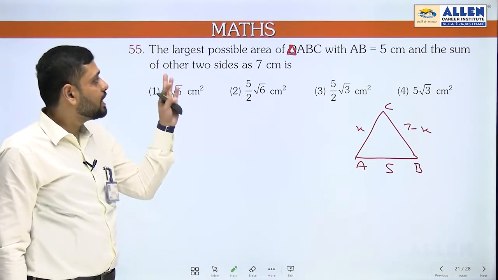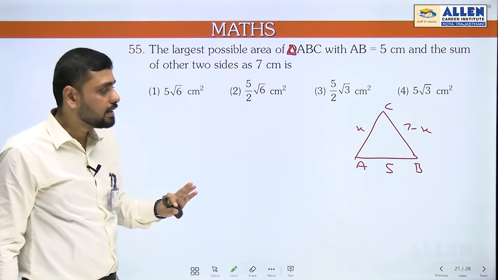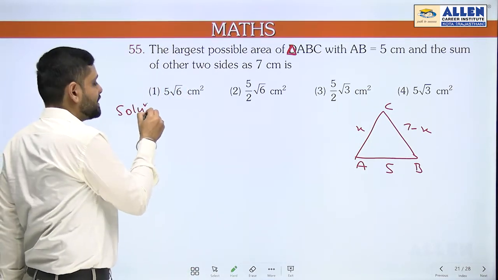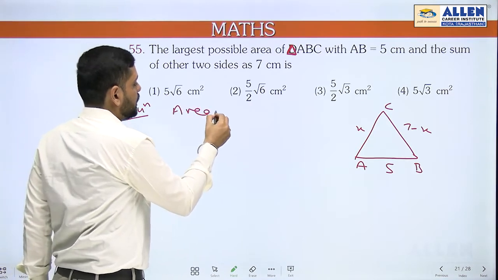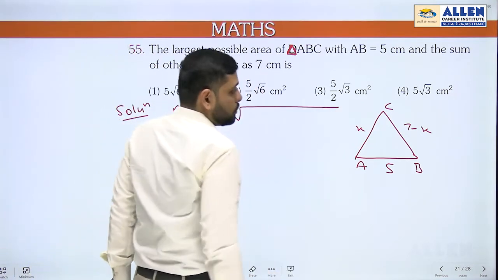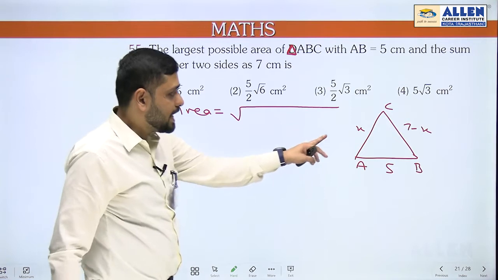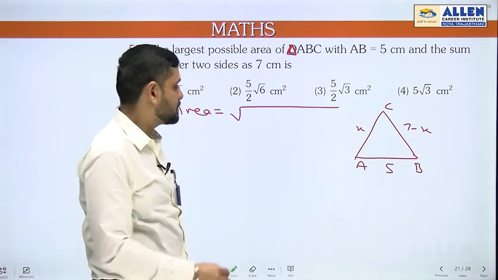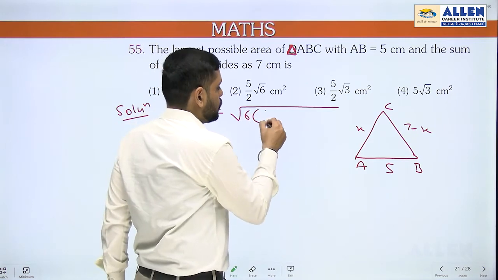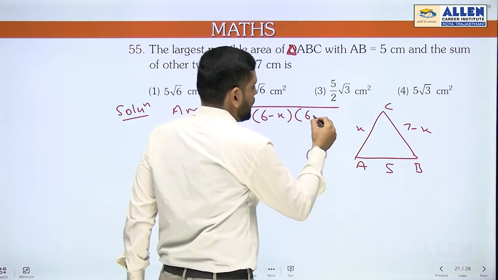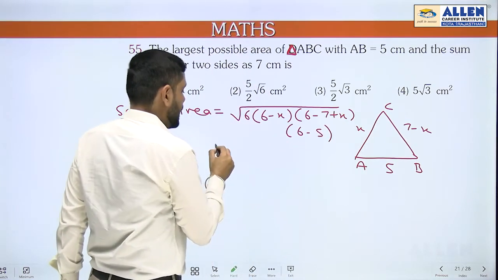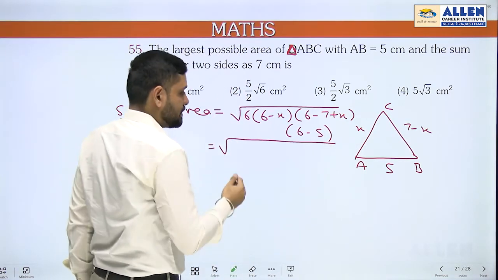So, we need to find the largest possible area that we can get of this triangle. So, we will apply what? Heron's formula, because sides are not given to us. So, to find the area, we will apply Heron's formula. Semi-perimeter will be x plus 7 minus x plus 5, that is 12, 12 by 2, that is 6. Semi-perimeter will be 6. Now, 6 minus x, 6 minus 7 plus x and 6 minus 5. S into S minus A, S minus B, S minus C.